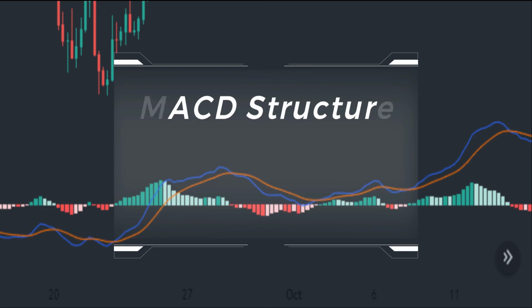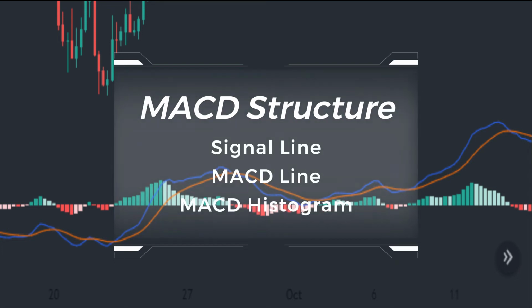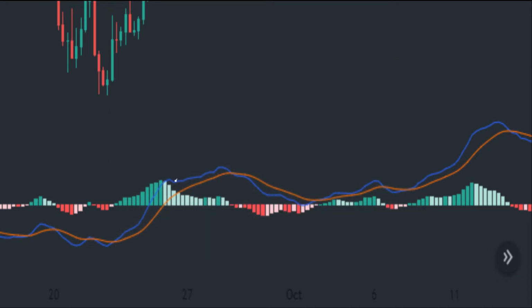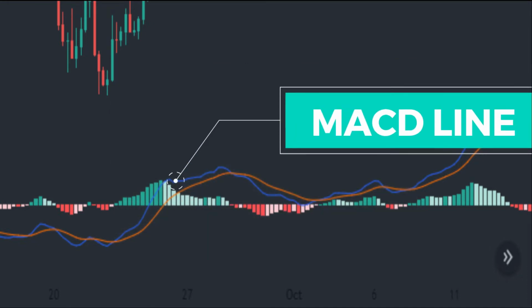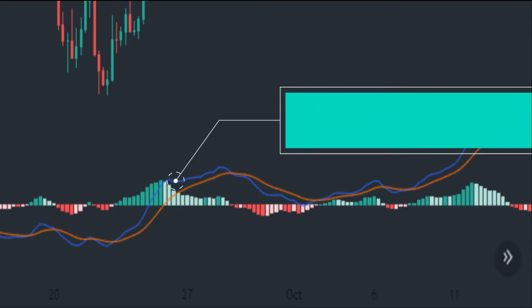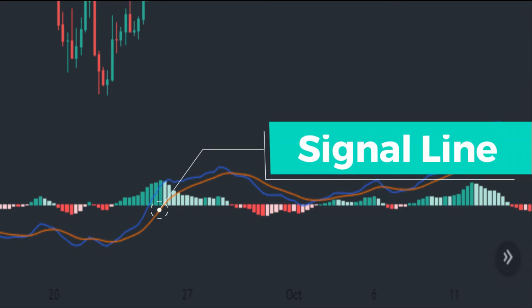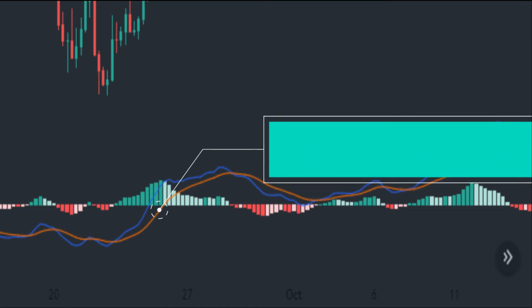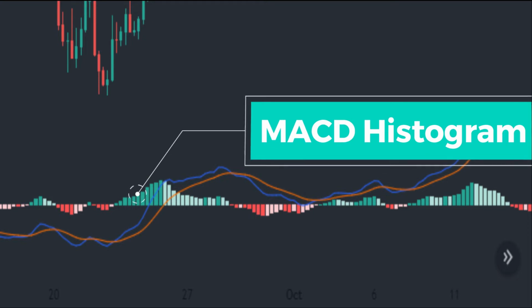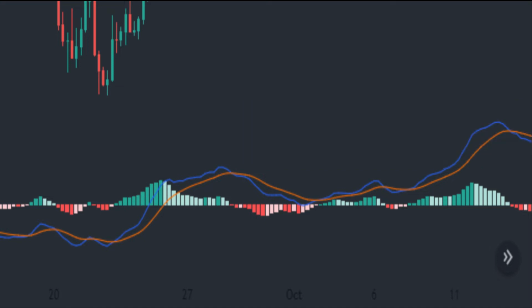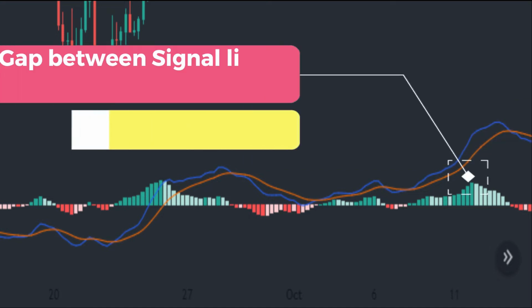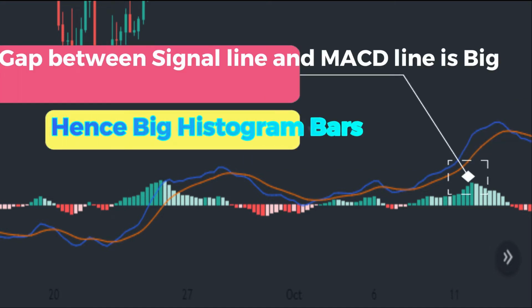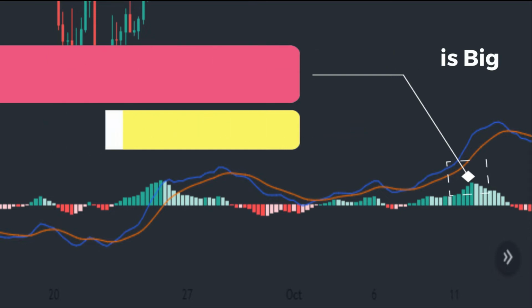The MACD indicator comprises three components, namely, the signal line, the MACD line and a histogram. The MACD line is the faster one, and it reacts faster to the change in prices. The signal line is the slower one, and it gets frequently breached by the MACD line. The MACD histogram represents the difference between the MACD line and the signal line. When the gap between the MACD line and the signal line is big, the MACD histogram will display higher bars.